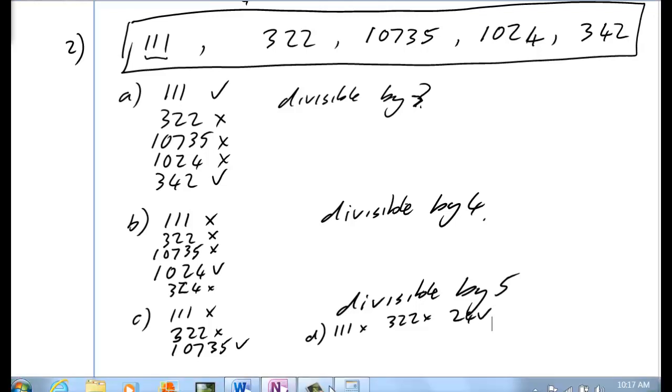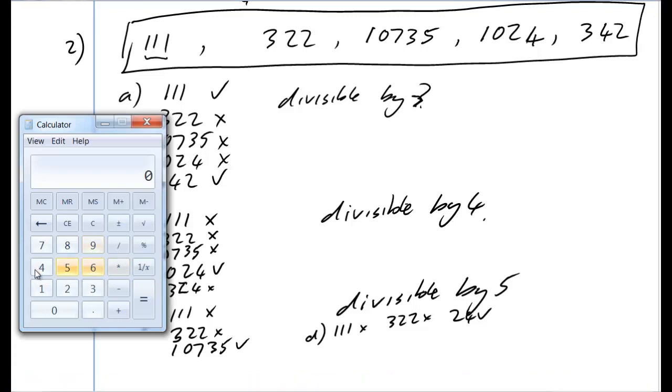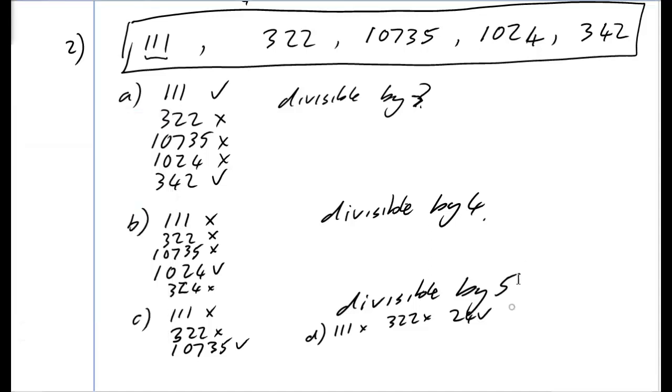342, is that divisible by 8? Let's have a look. 342 divided by 8 equals, no, that's not evenly divisible by 8 either. Okay, so 342 is not divisible by 8. Okay, I want you to have a go at number 2D on page 57, please.